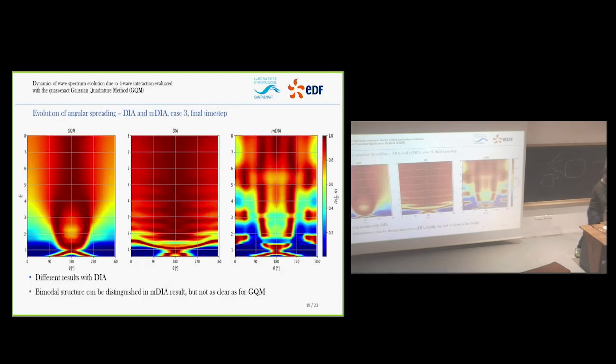But does this happen also with the other methods? And well, yes and no. This is the final result of the spreading function simulated with the 3 different methods, and we can see that in particular for the DIA, the results are quite different. There is still a bimodality at the low frequencies, but then there is a general broadening of the spectrum for higher frequencies that is quite different from the results obtained with GQM. Multiple DIA is closer to GQM, but still we can see that there are some discrepancies.